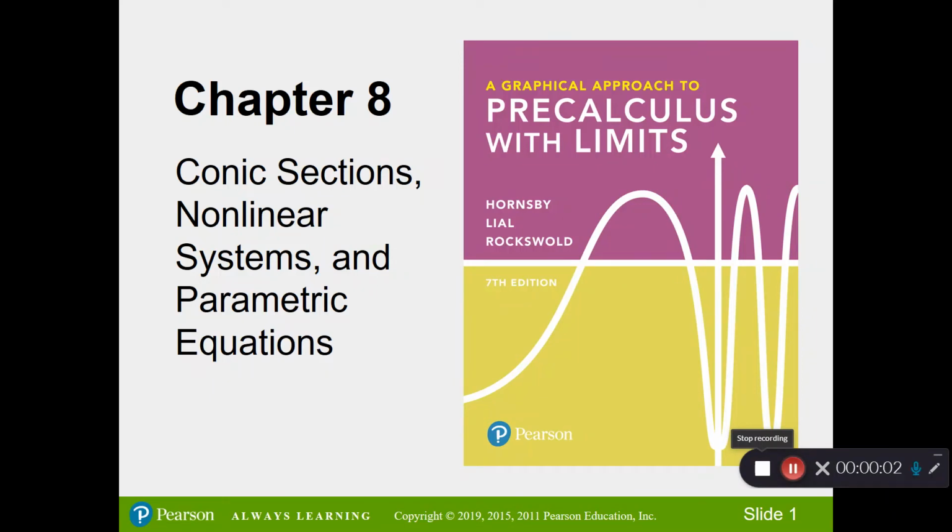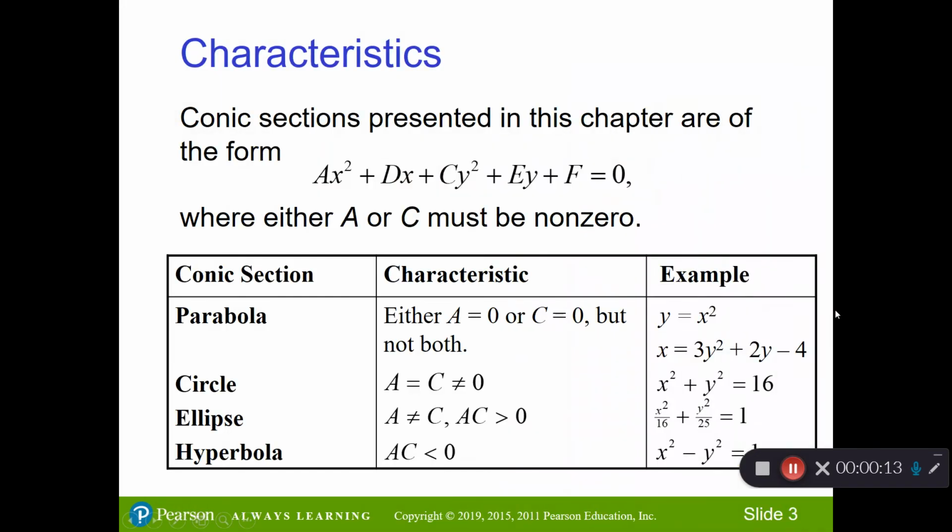So now we're going to talk about how to recognize a conic section from the equation, the eccentricity, and looking at solving systems that involve nonlinear equations. So first of all, how to recognize a conic section.